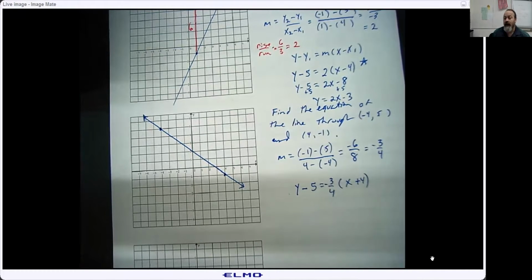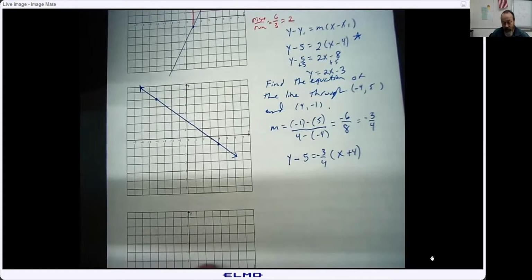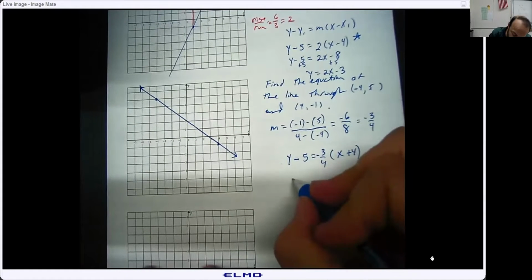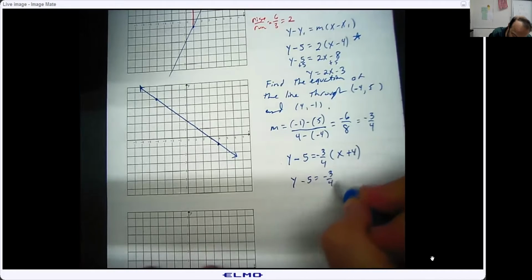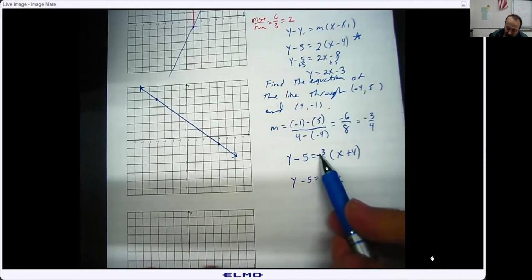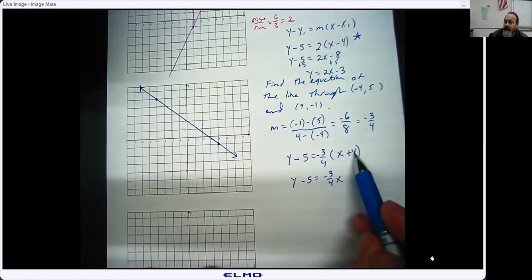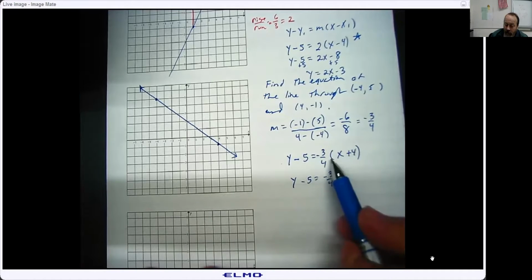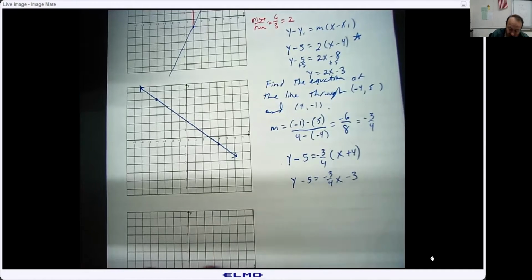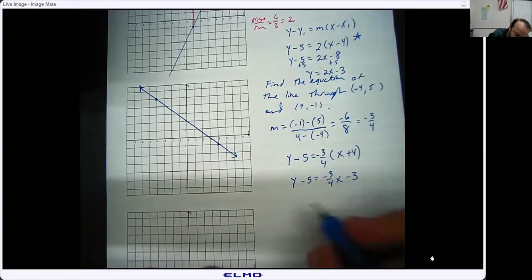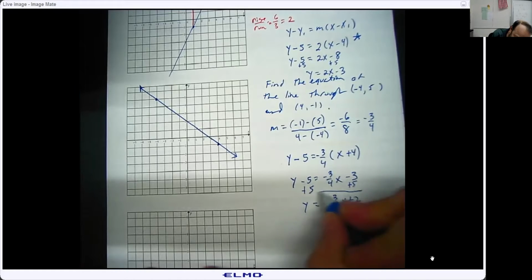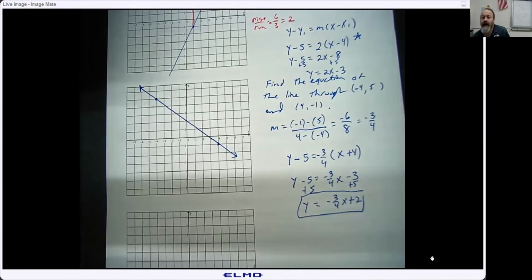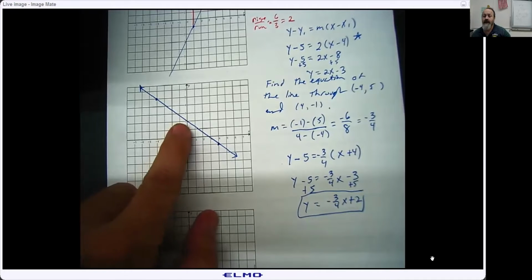Again, great form of a line, nothing wrong with it. We could leave it there, but often they want us to go a different way. Many teachers want to go to slope-intercept, so we're going to distribute. And just like you saw in that previous one, -3 times +4 is -12. So -12 divided by 4 is -3. And then, of course, the only thing we have left to do is add that 5 to both sides, and we end up with -3/4 x plus 2 as my slope-intercept form of a line, which you can see fits right here.